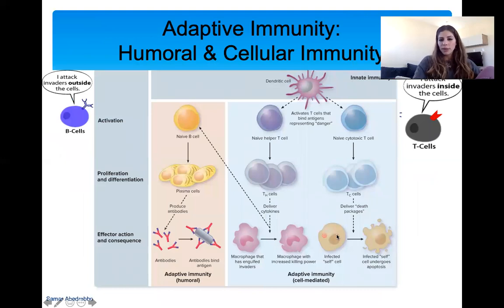So again, to summarize, because now we're going to get into the details of everything, adaptive immunity has to do with cellular immunity and humoral immunity. Humoral immunity involves B cells, and B cells are there to protect you against extracellular pathogens. Cellular immunity has to do with T cells, and T cells or T lymphocytes are there to protect you against intracellular pathogens or invaders.